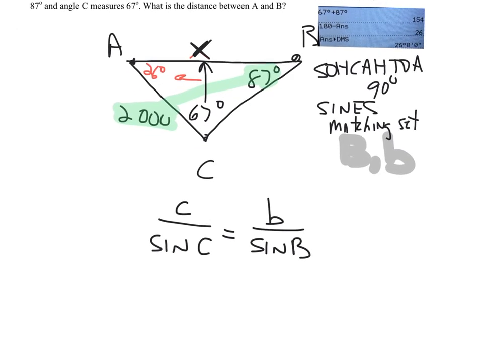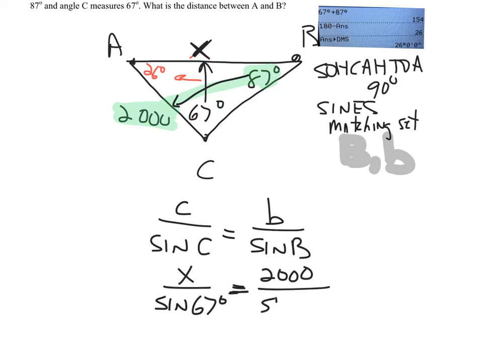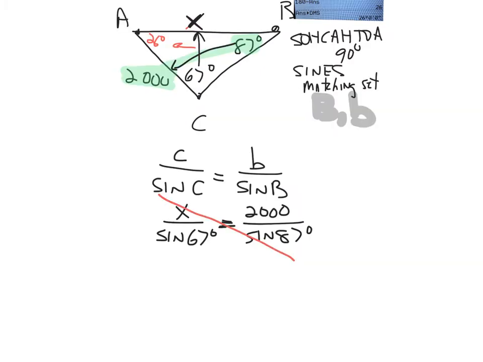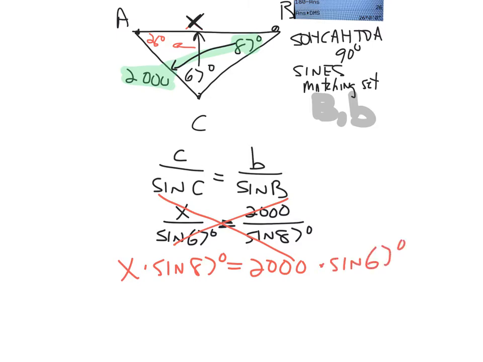So here we're going to have little c, which is x, over the sine of angle C, so the sine of 67. That equals little b, so that's going to be 200 over the sine of angle B, here over the sine of 87. So I'm going to cross multiply. Here I'm going to have x times the sine of 87. That equals 200 times the sine of 67. And to solve for x, I'm going to divide both sides by the sine of 87 degrees.